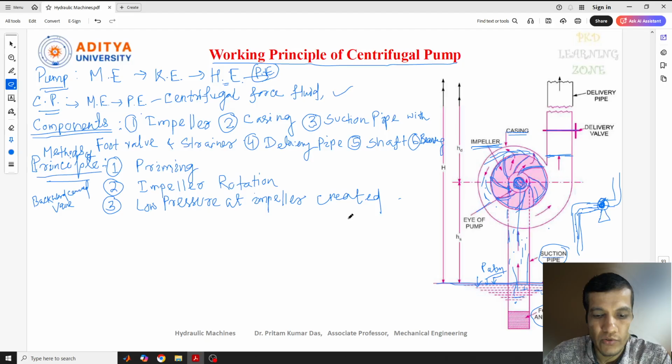In the impeller also, as I told you, a number of blades are connected, which is mounted on the shaft. So this is the low pressure created, and the water started sucking from here, from high pressure.